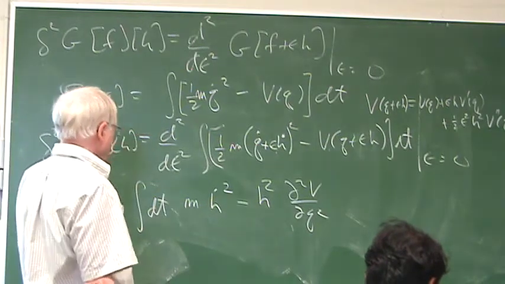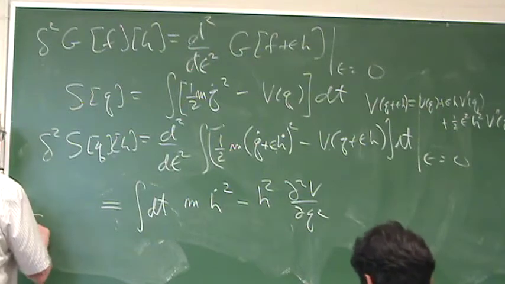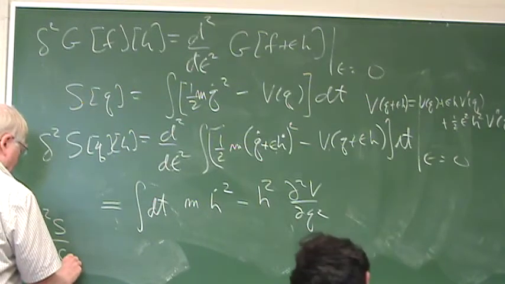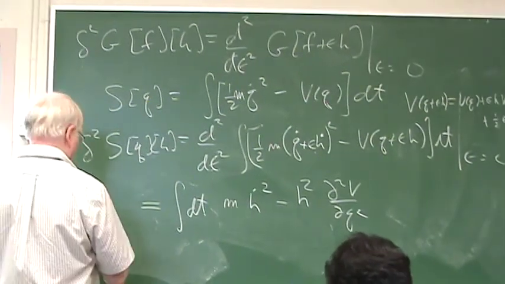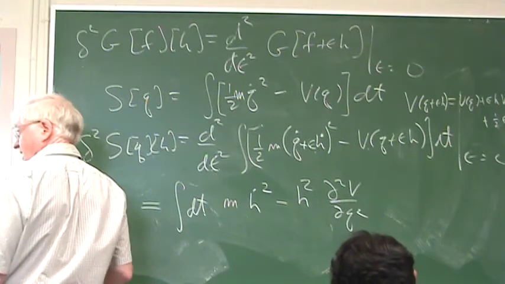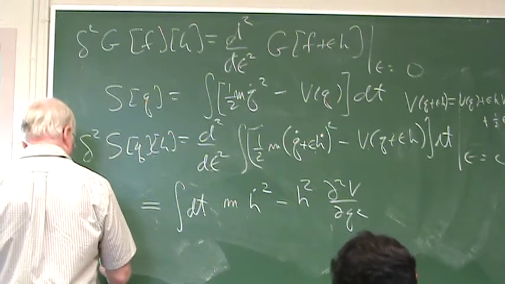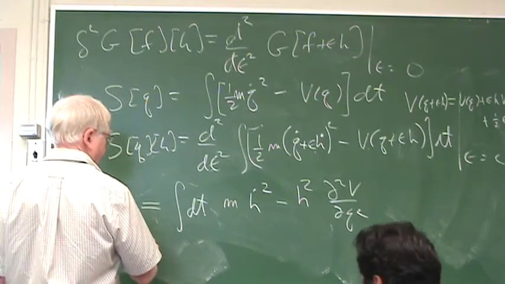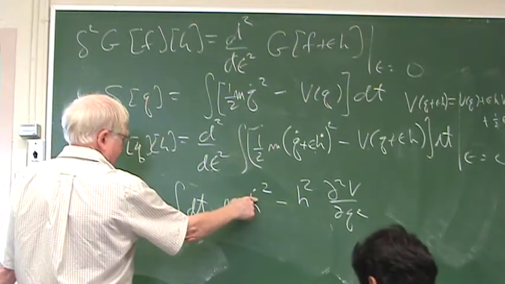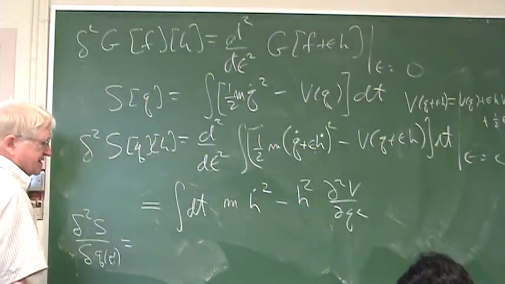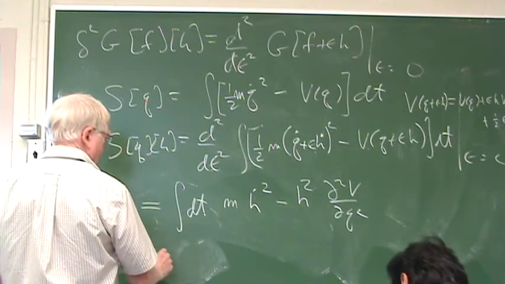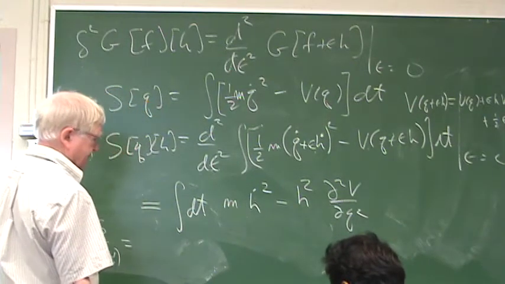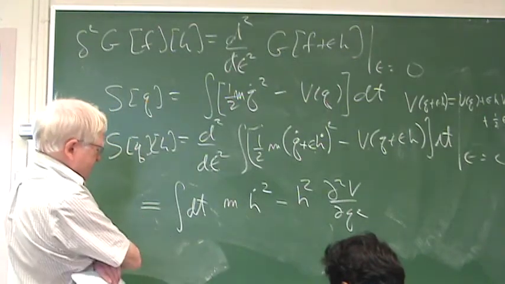So this is the answer, and in particular, if we did it in physics notation, the second functional derivative with respect to, say, q of t and q of t prime, then we replace h by delta of t minus t prime. This wasn't in the notes, so I'm sort of winging this.